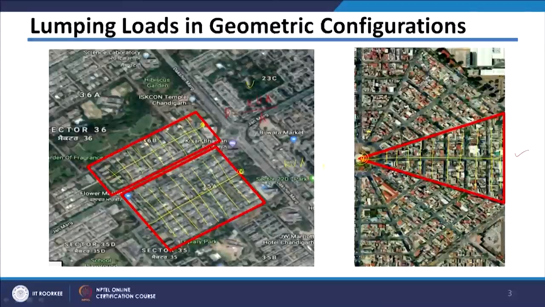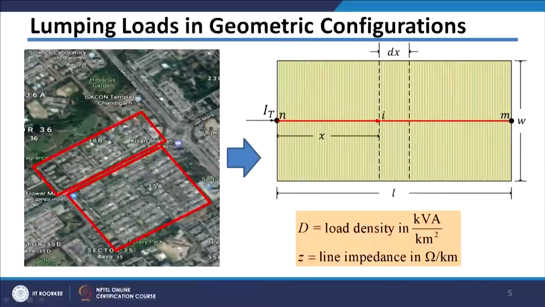For these kinds of geometric configurations, we would like to get equations for voltage drops and equations for the power losses. Let us start with the rectangular configuration. In the rectangular configuration, as I told you, we can approximate your area of distribution which is shown in the picture with this kind of rectangular structure which is shown on the right hand side.